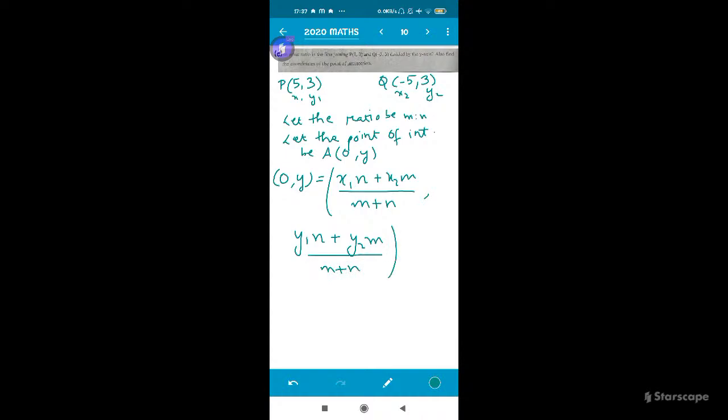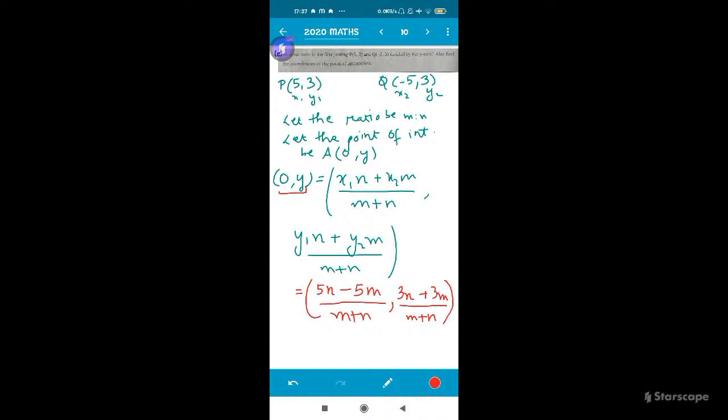Alright, so now what do we see? In the coordinates of A, the value 0 is known to us. We don't know the value of y, but we know that the value of the x coordinate will always be 0. So we are going to use this 0 to find our answer. First of all, let me write the values on the right hand side. x1 into n, that means 5n, plus x2 into m, that means minus 5m, divided by m plus n. Similarly, y1 into n, that means 3 into n, plus 3 into m, divided by m plus n.